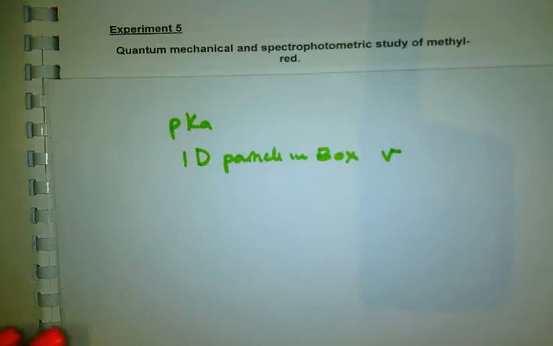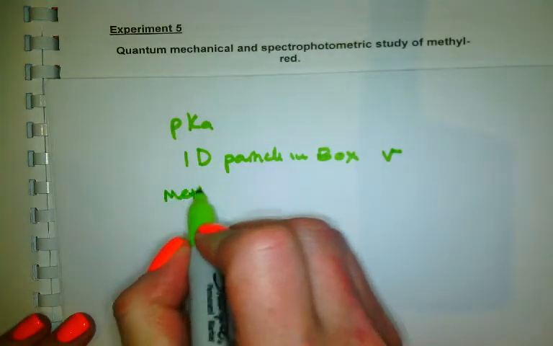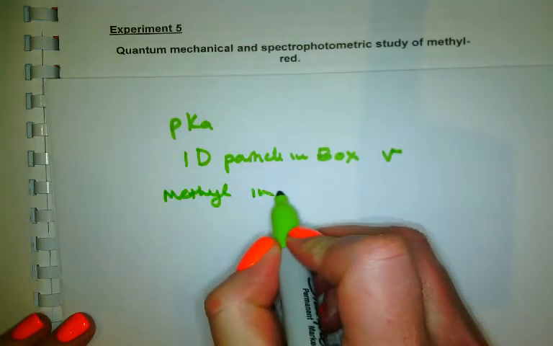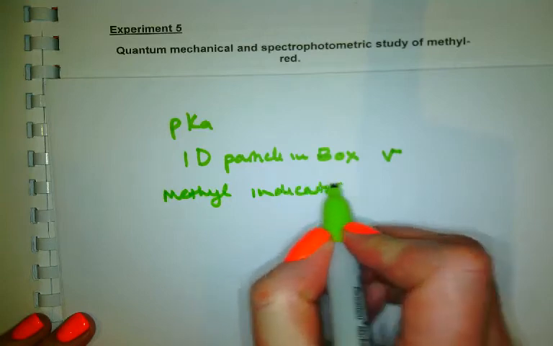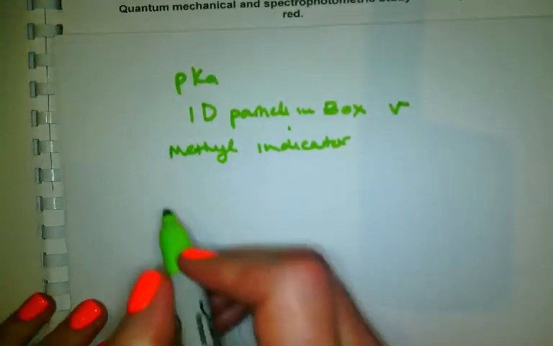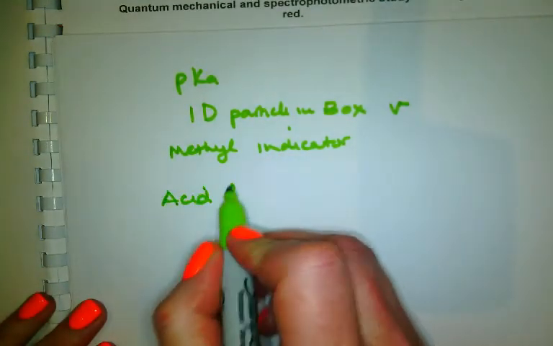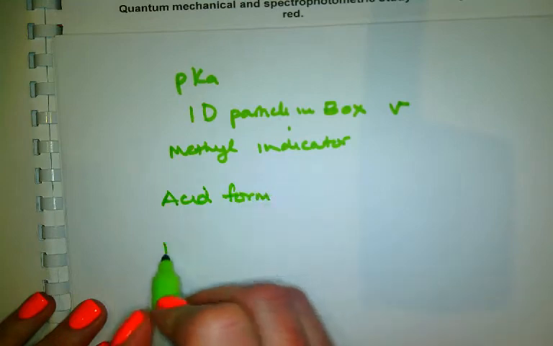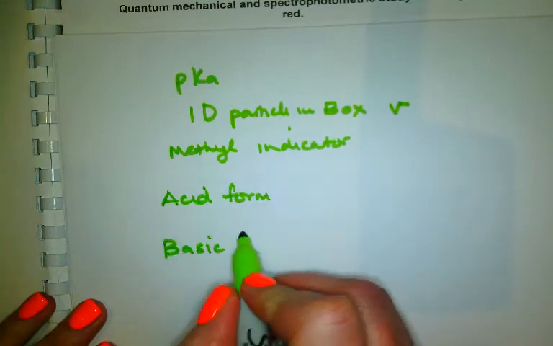As you know, methyl red is commonly used as an indicator, and the reason why we can use it as an indicator is because it has different colors in acidic and basic solution. So it has an acid form and a basic form.